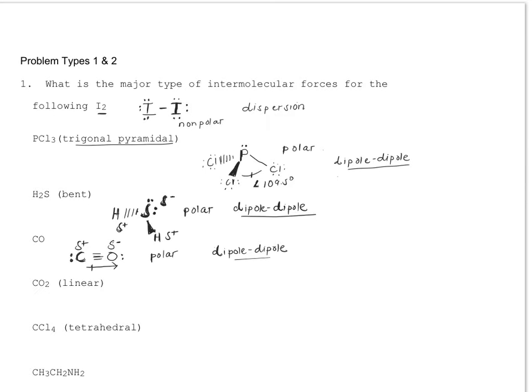Okay, let's look at carbon dioxide. Carbon dioxide has the following structure. Here we have an equal and opposite pole of electronegativity going towards the oxygen. Since there's an equal and opposite pole in carbon dioxide, this is a nonpolar molecule. And remember, all nonpolar molecules have dispersion forces.